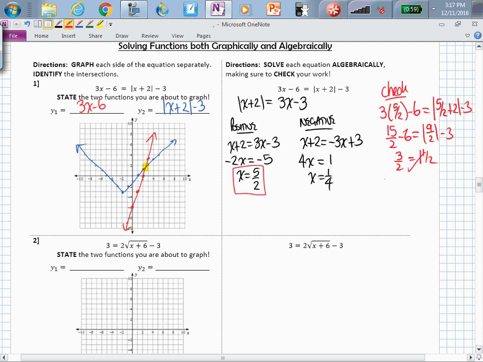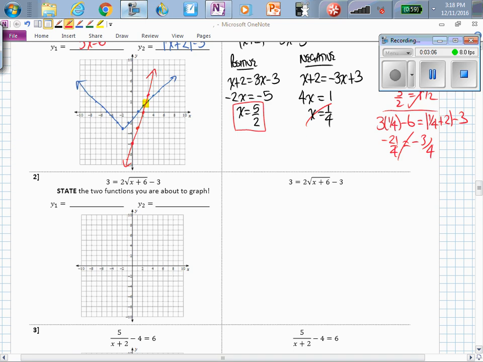So that tells me that this one's right. Just to double check, I'm going to do this 1/4. So it's going to be 3 times 1/4 minus 6 equals the absolute value of 1/4 plus 2, minus 3. So 3 times 1/4 minus 6 is negative 21/4. And then we have 1/4 plus 2, and its absolute value, minus 3, is negative 3/4. So obviously not correct. So we only have the one answer on this one. And as the graph showed us, that makes sense.